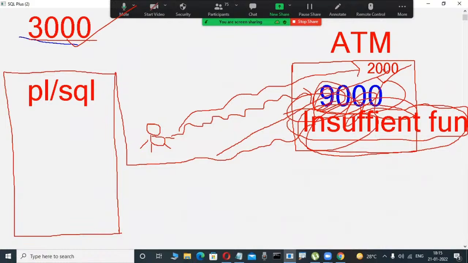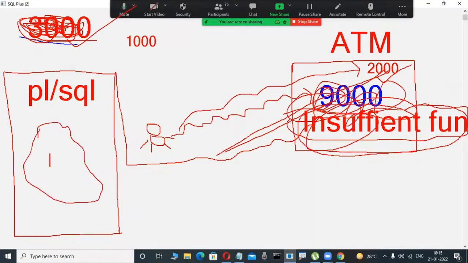Now, whenever we withdraw 2,000, what is the available balance? Here 3,000 minus 2,000, that is 1,000. That I want to affect in my database. Otherwise, if you withdraw 2,000 and still 3,000 remains available, the total banking system is collapsed. Those are all the transactions, and they write them through coding only. That's why PL/SQL developers are required in a project.